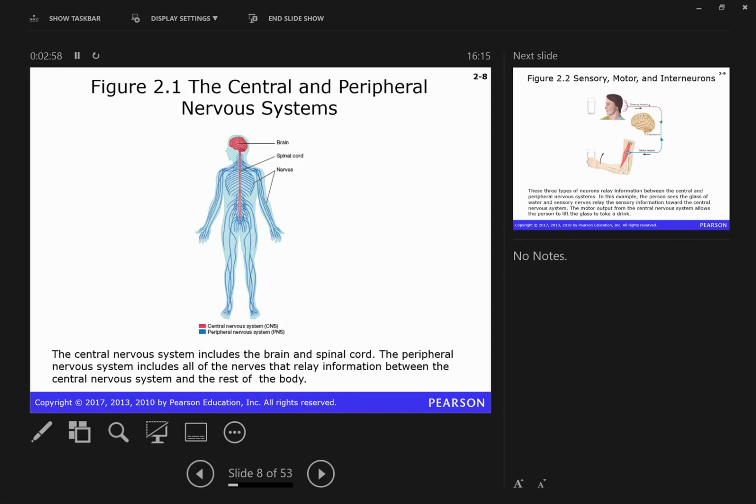And in case you didn't understand any of those words that I said, we're going to put it up here in a nice picture for you. Brain and spinal cord right there in red. Everything else is in blue. That's the peripheral nervous system. All right, does that make sense to everybody? Okay.